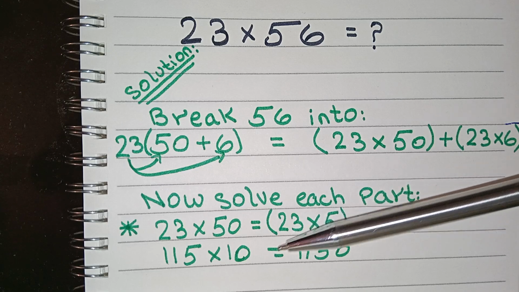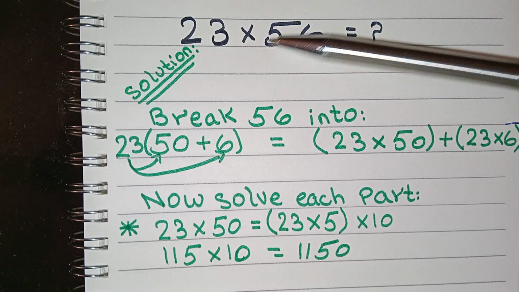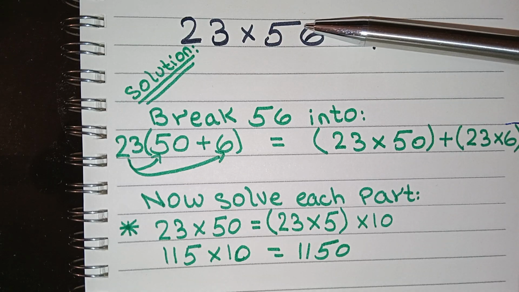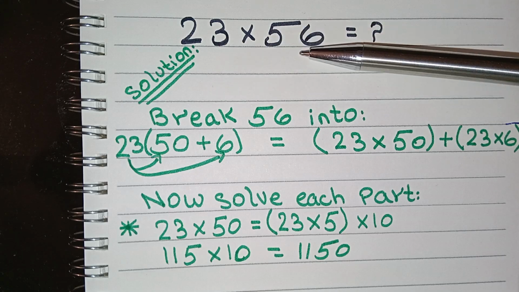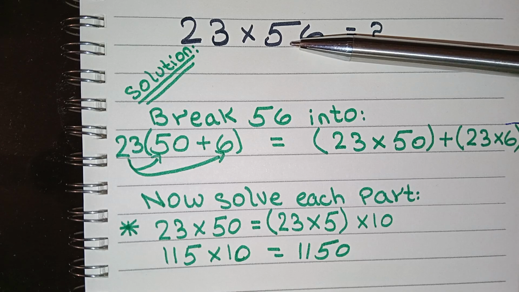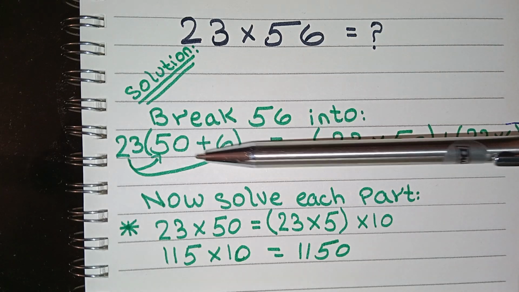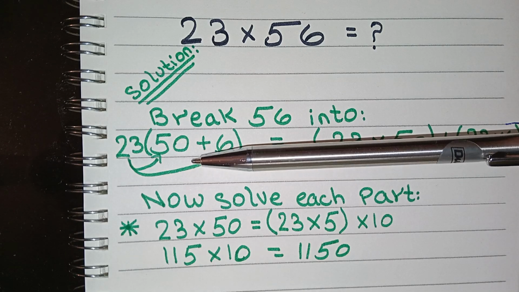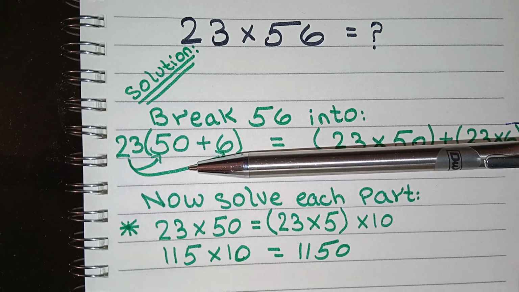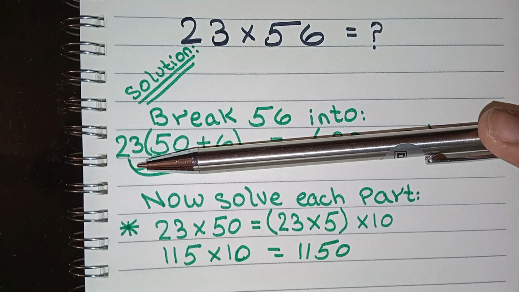Firstly, we will break 56 into two parts. Always break the second number. The first number is 23 and the second number is 56, so we break 56 into 50 plus 6, because 50 plus 6 is equal to 56. In a bracket we will write 50 plus 6, and before the bracket we will write 23.